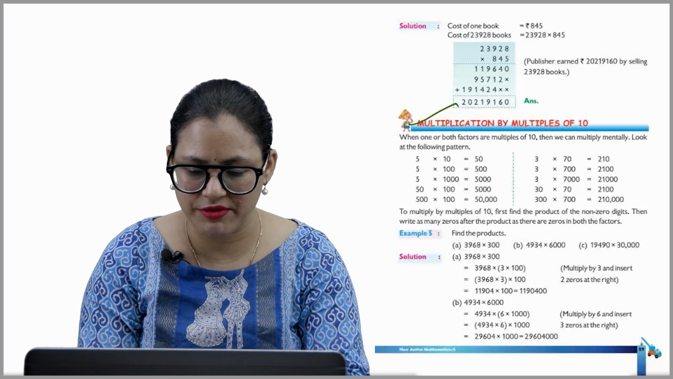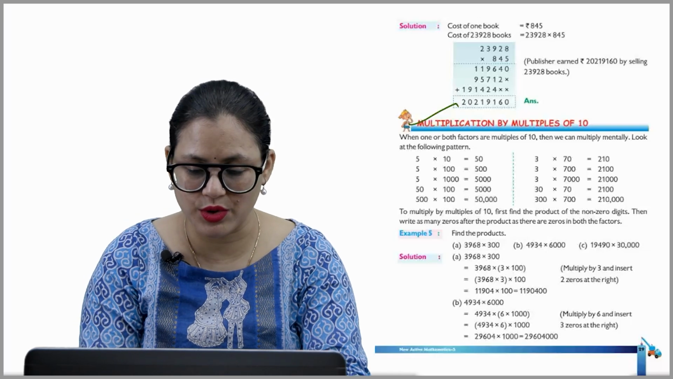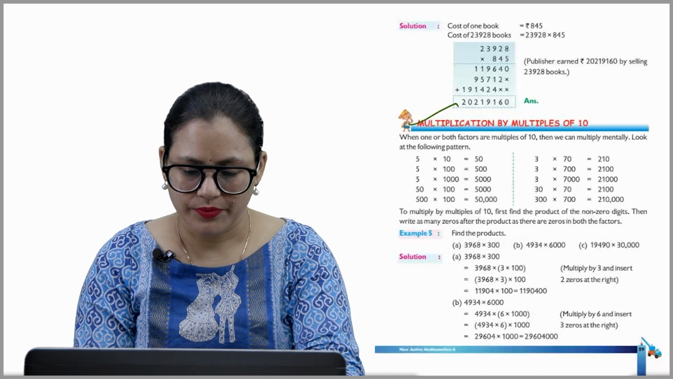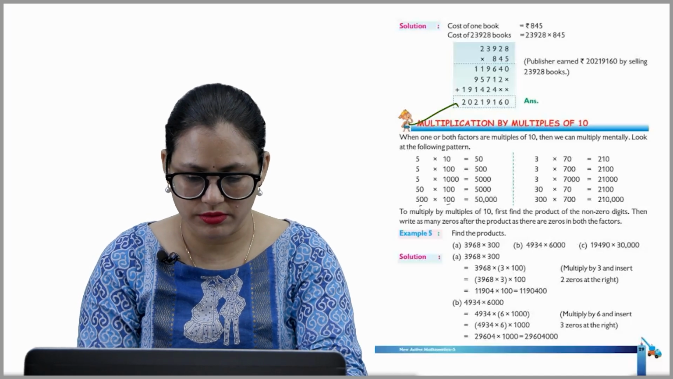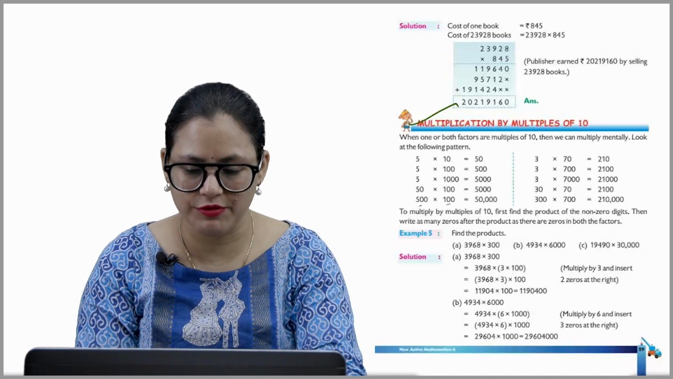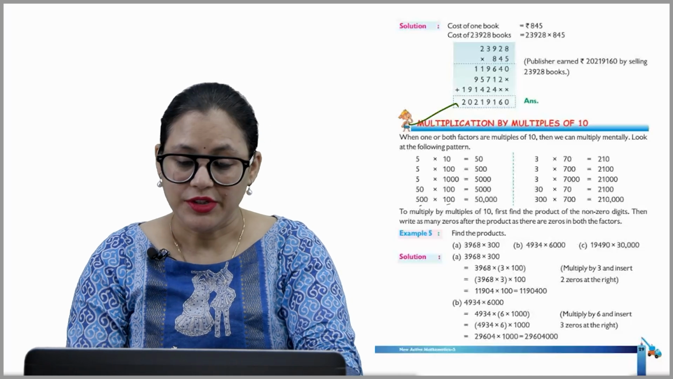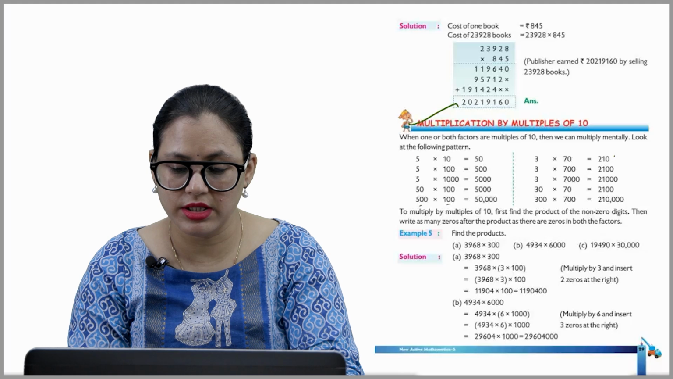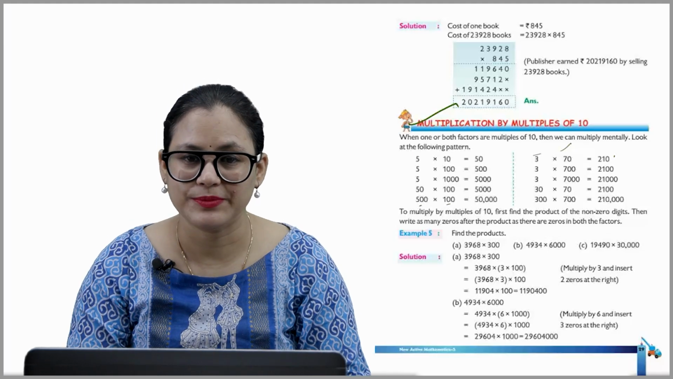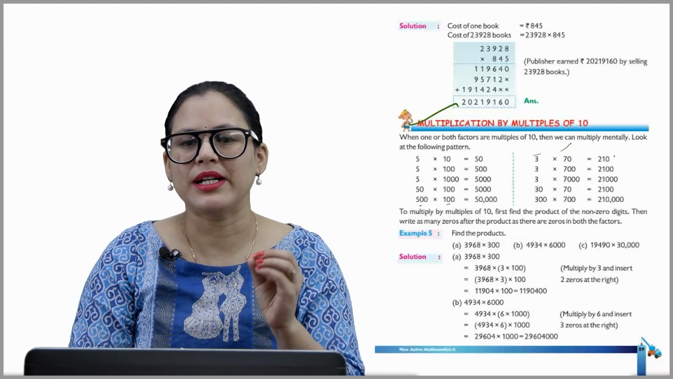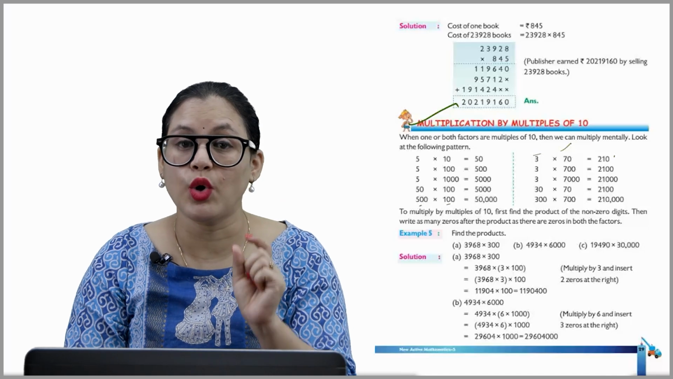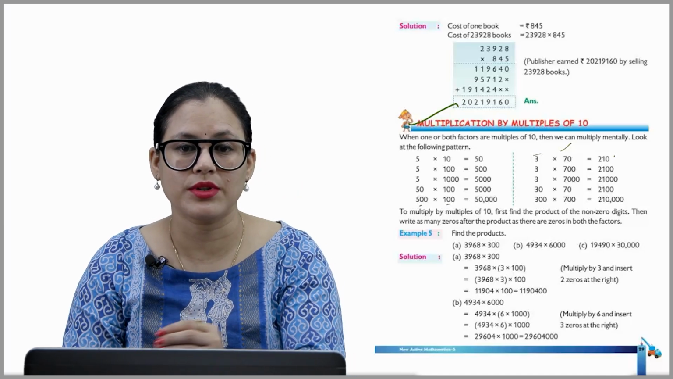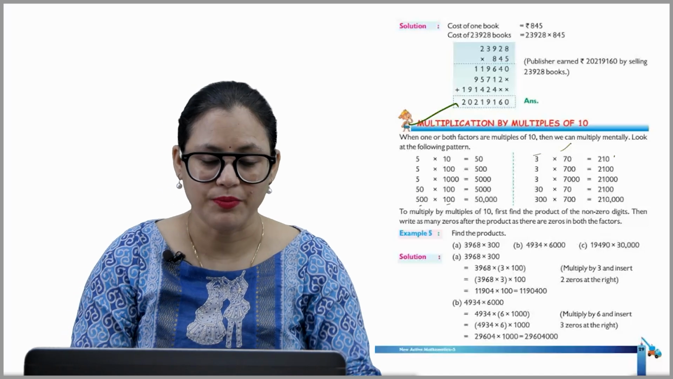And when you are multiplying 5 by 1000, then you have to put 3 zeros and 5 into 1 is 5, right? Here also, 2 zeros here and 2 zeros here. How many zeros are there? 4, and then 5 into 1 is 5, okay? 3 into 70, you will put 1 zero and then you will multiply 3 and 7, that is 21, right? So, to multiply by multiples of 10, first find the product of the non-zero digits, then write as many zeros after the product as there are zeros in both the factors, okay?